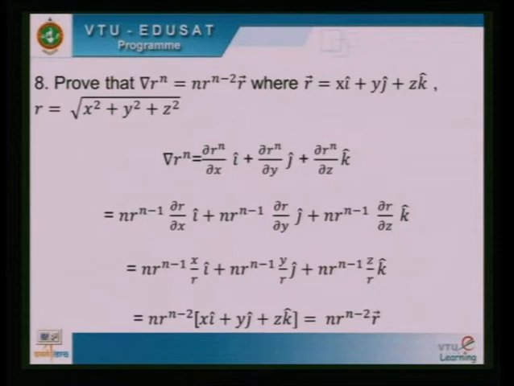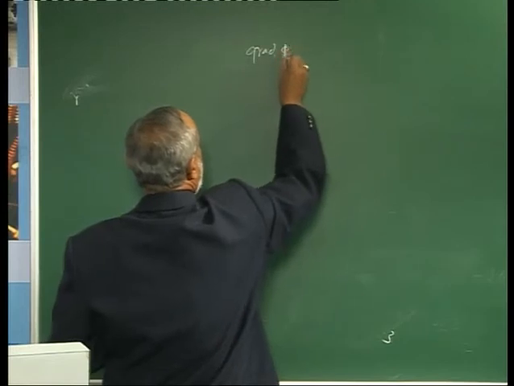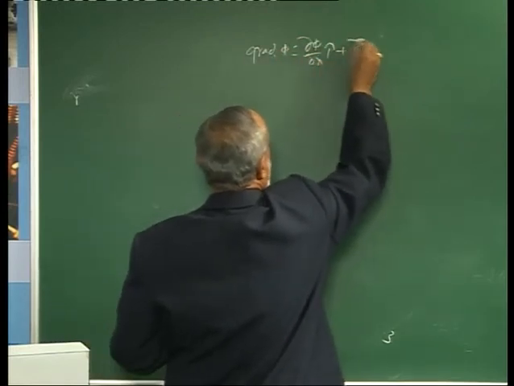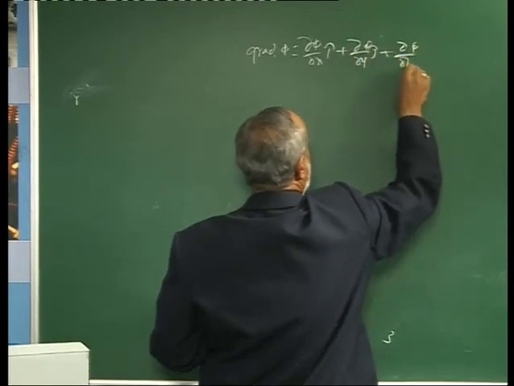Next, prove that del r to the power of n is equal to n into r to the power of n minus 2 into r vector, where r vector is equal to xi vector plus yj vector plus zk vector, where r is equal to square root of x square plus y square plus z square. Now we can first write the gradient of phi, because you have to show that del r to the power of n, that is gradient of phi, is equal to dou phi by dou x i cap, dou phi by dou y j cap, dou phi by dou z k cap.